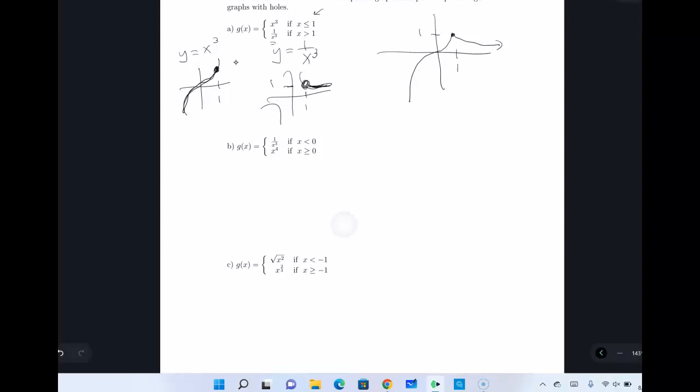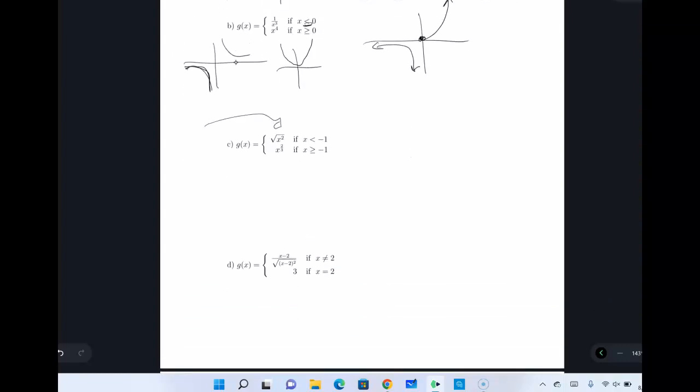1 over x cubed, we just did that, right? So 1 over x cubed looks like this. The part of it that's less than 0 is this whole thing. I'm going to make my solution graph over here. And then x to the 4th, you know, is the parabola-ish looking thing. So it's going to start here at 0 and go up.